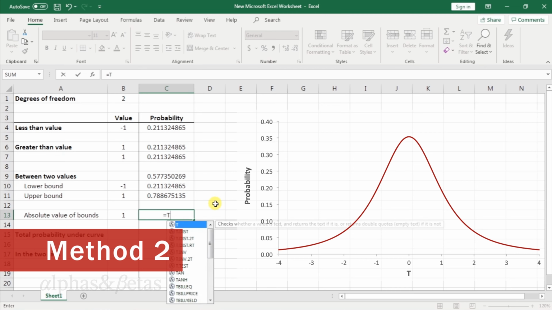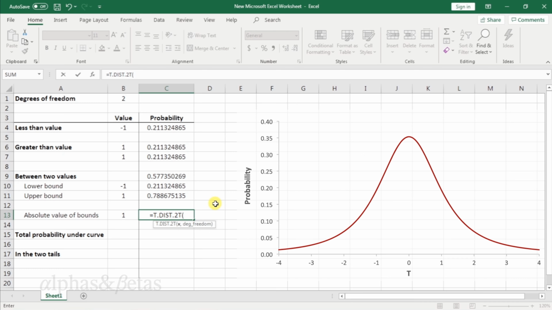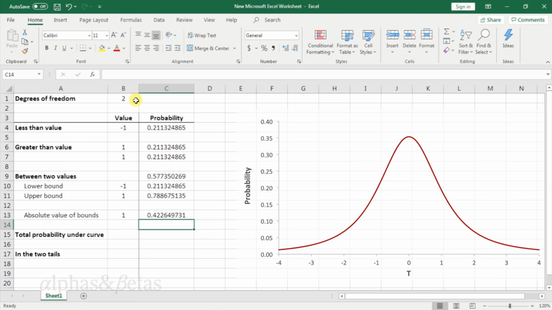The second way is to use the t-dist2t function. For the x parameter, enter the absolute value of the bounds. You can do this by selecting the upper bound. For the degree freedom parameter, select the degrees of freedom. So far, the output gives the probability of getting a value less than -1 or greater than 1.